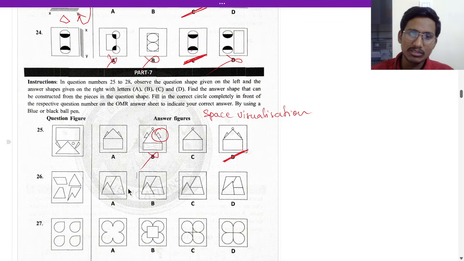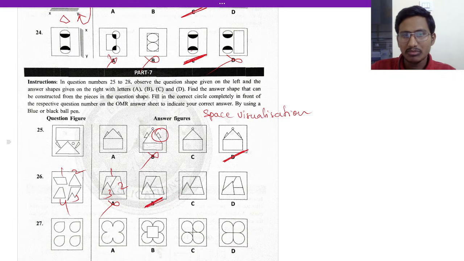So the answer will be option here. So if you count how many figures are there in A, 1, 2, 3 only. So here total 4 are there, right? So that is why not A. Okay. So the answer will be option B, right? Answer will be option B here. Okay. So that is the answer.